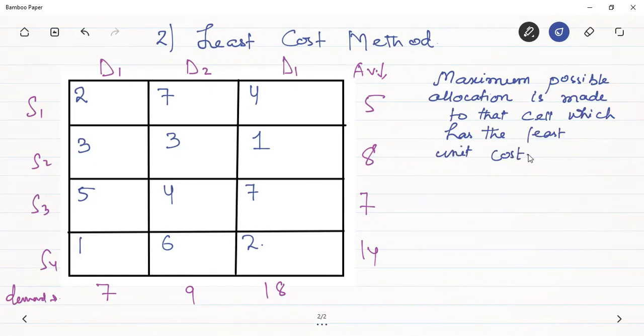ठीक है, तो हम स्टार्ट करेंगे एलोकेशन उस सेल में जिसका सबसे least unit cost हो, okay, the cell which has the least unit cost. So you can see that if we clearly see this cost cells, the least cost is present at two places. ठीक है, ये कहता है कि allocation start वहां पे करो जहां पे सबसे least per unit cost हो. You can see that this cell here has the least per unit cost and this cell has the least per unit cost. ठीक है, so we can start making allocation in these cells.